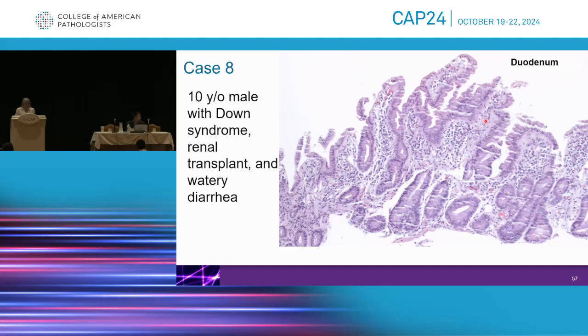All right, case 8. So another example of a small intestinal biopsy here. This is a 10-year-old male with a history of Down syndrome, renal transplant, and watery diarrhea. So certainly this piques our interest for infection a little bit more. But when you're looking at low power, the villi look reasonable. Maybe there's some tangential sectioning.